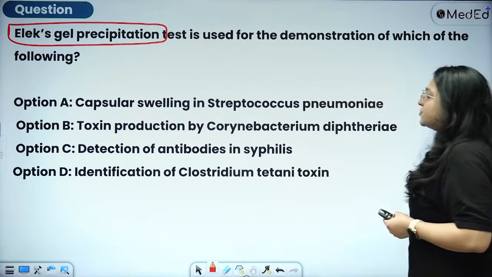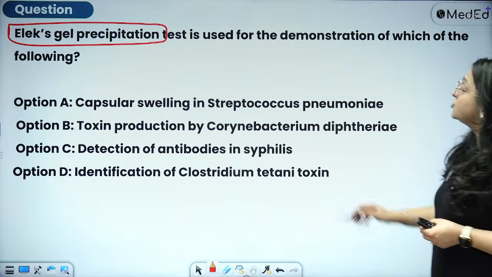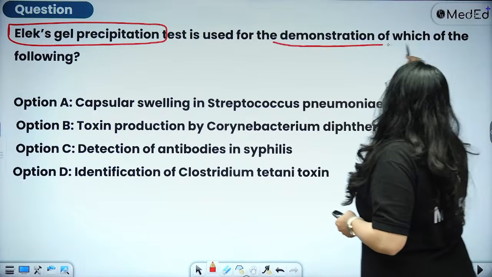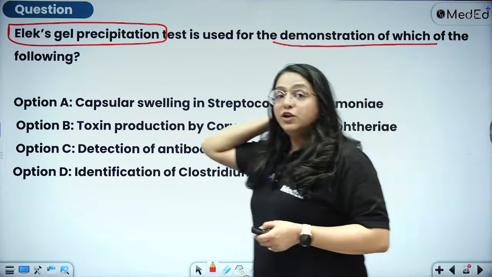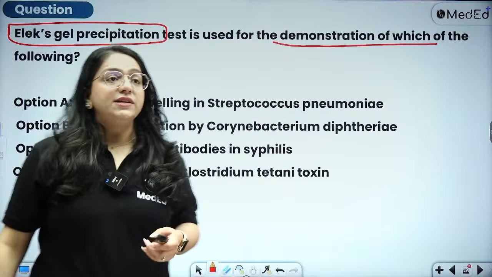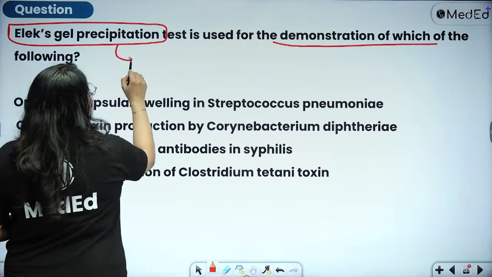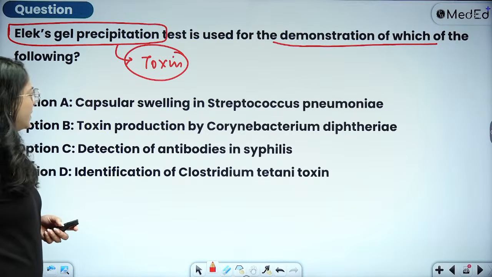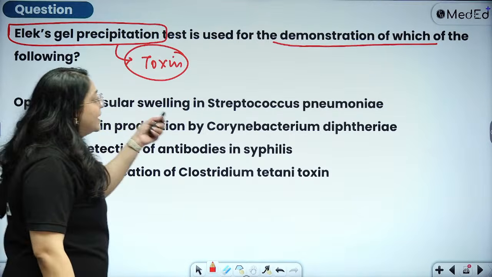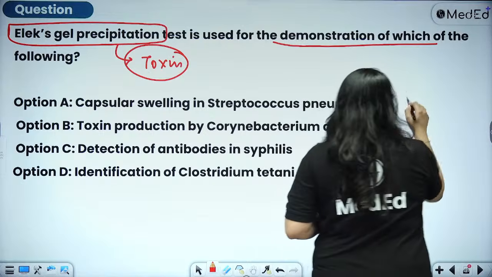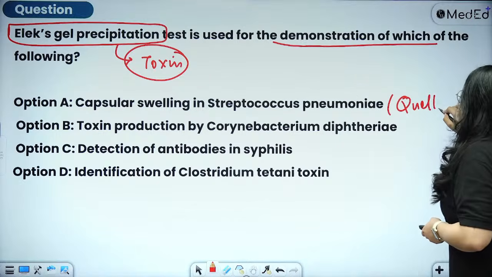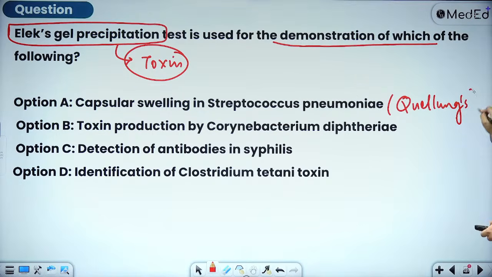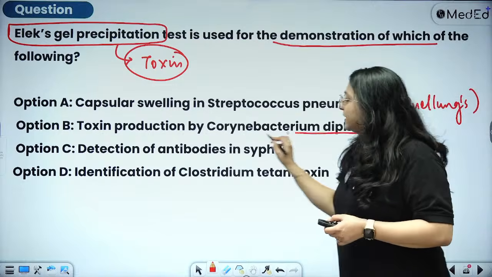Capsular swelling in Strep pneumoniae? No. The Elek gel precipitation test is used for the demonstration of which of the following? We use it to demonstrate the toxin production. Does Strep pneumoniae produce any toxin? No. Capsular swelling, what is it? It is Quellung's reaction. Okay, fine. Toxin production by Corynebacterium diphtheriae.